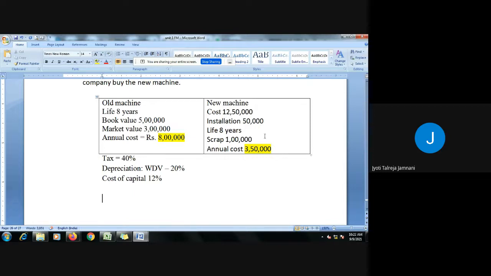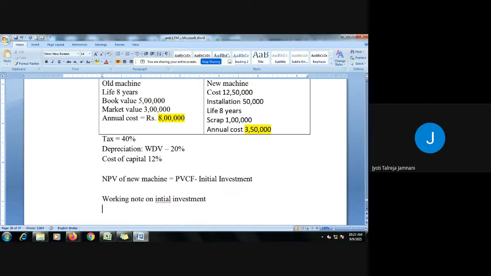So to do that, we need to do a few working notes and then we will be able to find it. So to find the NPV of the new machine, the formula is present value of cash flows minus initial investment. So first working note we will do on initial investment. How much are we investing in this particular machine?